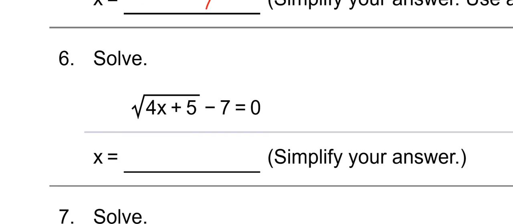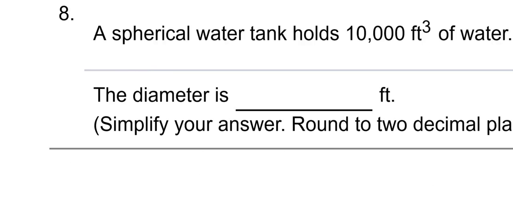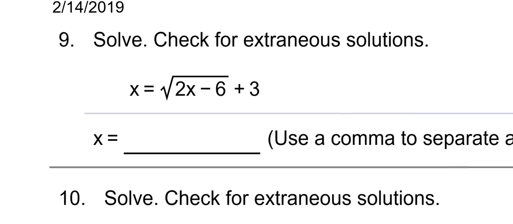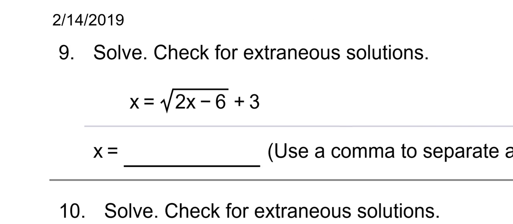I don't think we need to go through this question 6, but answer me one question. If you were to go through this question, would you need to check for extraneous solutions, yes or no? No, there's no variable outside the radical. We'll skip that question and that question for right now. Jump down to number 9.